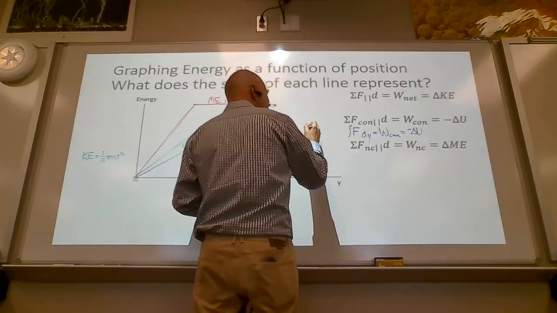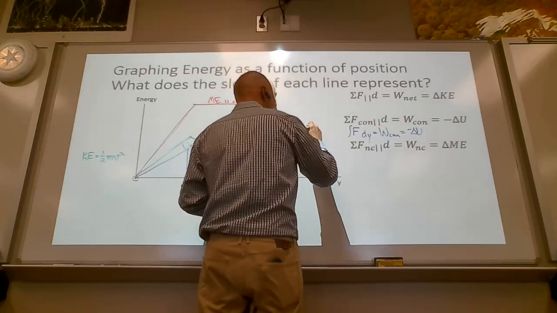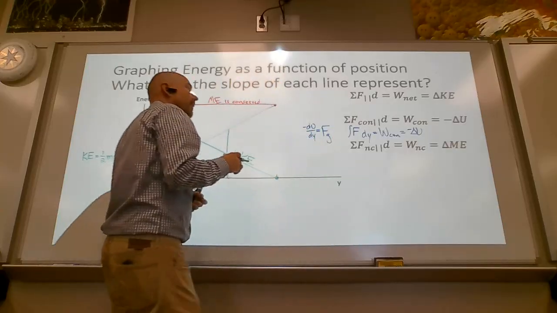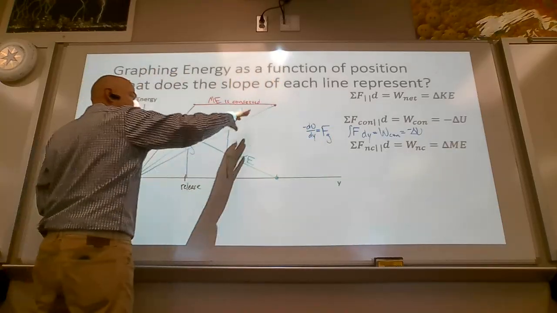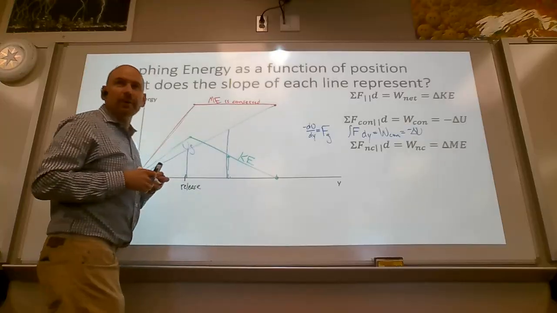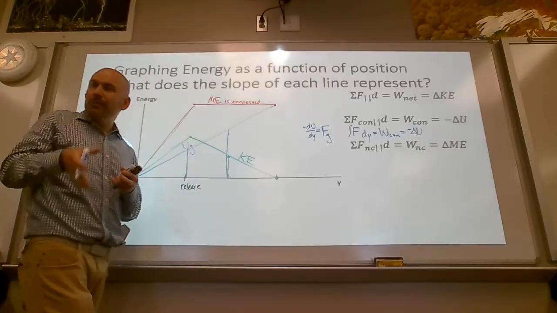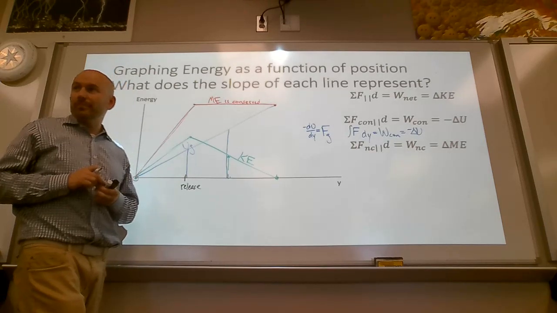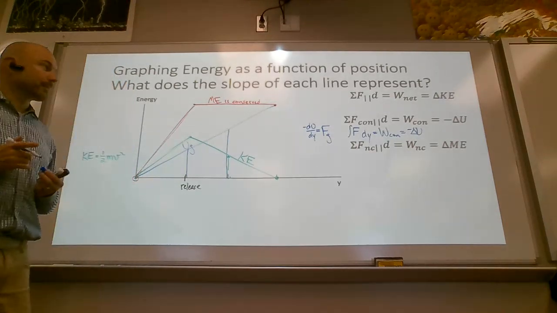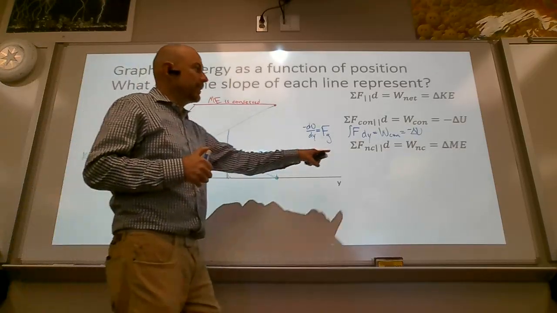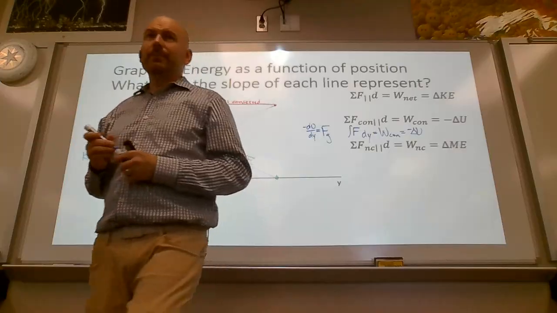Alright, so the slope of this is going to be equal to the force of gravity. It's a positive slope, so it's going to be negative, meaning the force is going down. Good with that? Okay. The slope of mechanical energy is equal to what?